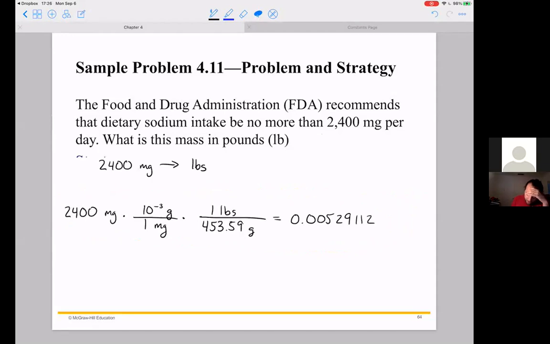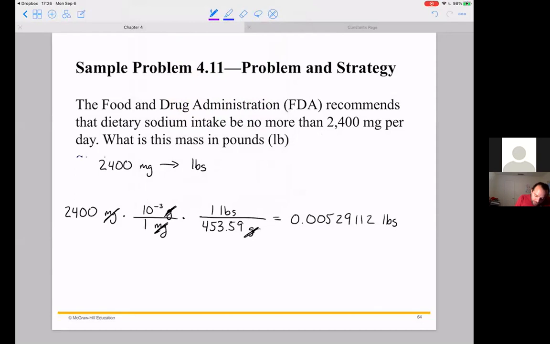Okay, this is what my calculator spits out. Then I'm going to make sure that I've set everything up correctly by doing my units. Milligrams will cancel, grams will cancel, and I'll be left with pounds. And then what's the last step? Sig figs.